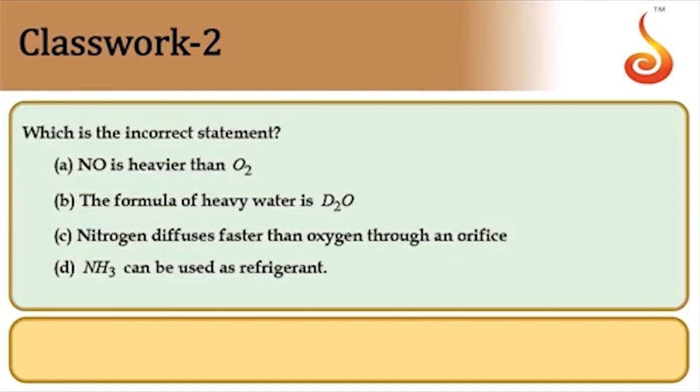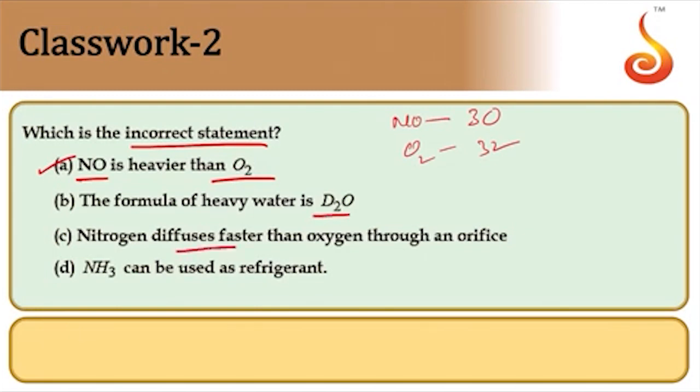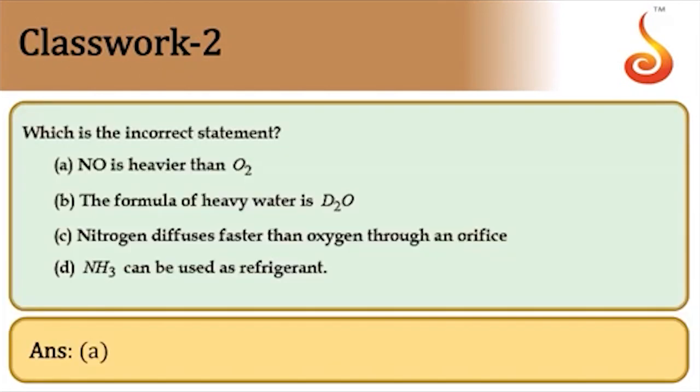Then, which is the incorrect statement? NO is heavier than O2. If you take NO, the molar mass is 30, whereas O2 molar mass is 32. So NO cannot be heavier. So A itself is the answer. Formula of heavy water is D2O. Nitrogen diffuses faster than oxygen because nitrogen molar mass is 28, oxygen is 32. Ammonia can be used as refrigerant. So our answer is option A.